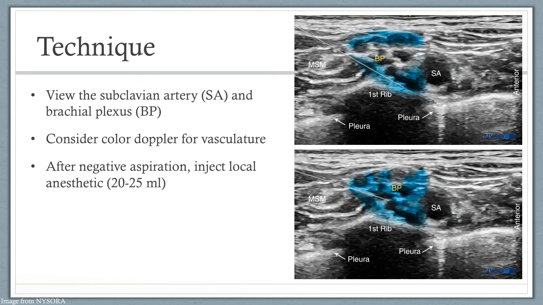Typically, 20 to 25 milliliters in total is required for adequate blockade. Lower volumes could be considered for older patients. The supraclavicular block can have one single injection that you can see in the bottom image with a blue color as anesthetic spread, or two separate locations of injection that you can see in the top image.